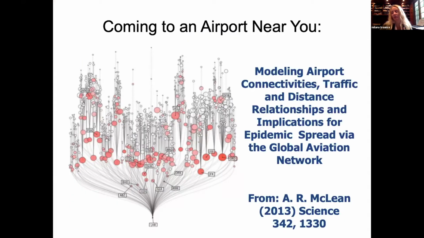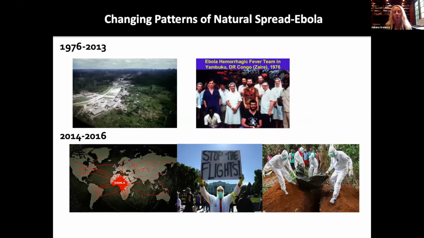Numerous people and scientific groups have modeled these, and there are clear implications for epidemic spread, even via the global aviation network. How do we see this play out in practice? For example, Ebola. There was a big Ebola scare in 2014 to 2016. Tens of thousands of people died. Why did that happen? Ebola is not a new organism. It was first discovered, not originated, in 1976.